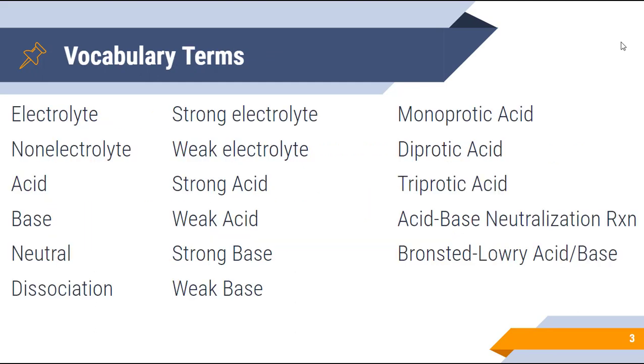So if we take a look at some of our vocabulary terms for this particular video, we have quite a few here. So we're going to focus on electrolytes and non-electrolytes, acids, bases, neutral, the concept of dissociation, strong and weak electrolytes, strong acids, strong bases, weak bases, monoprotic, diprotic, triprotic acids, neutralization reactions, and Bronsted-Lowry definition of acid and base.